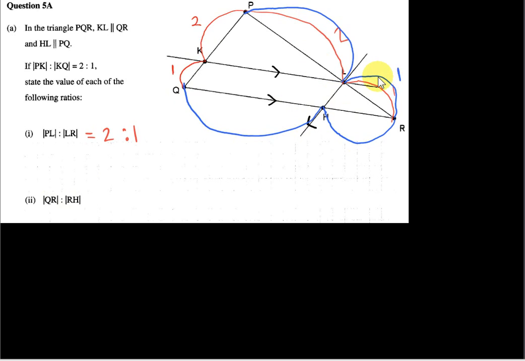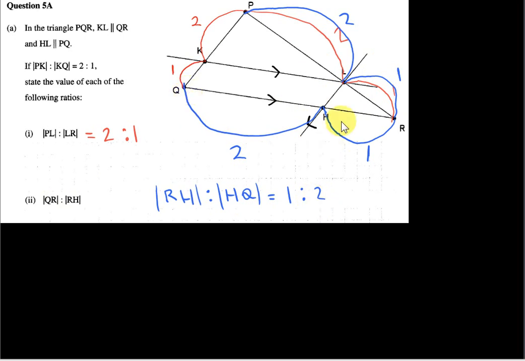But this distance divided by this distance is 1 over 2. So RH divided by HQ is also 1 over 2. Or we could write it like this: RH is to HQ equals 1 is to 2.